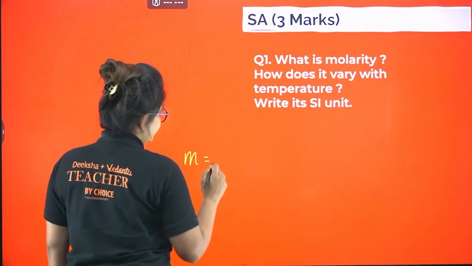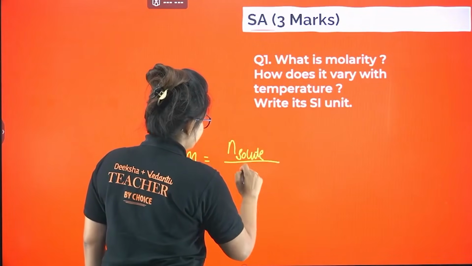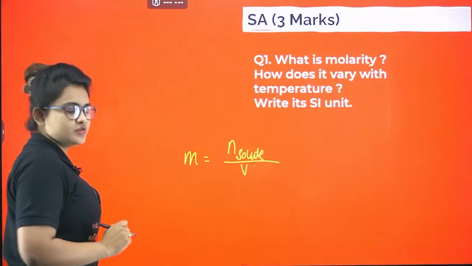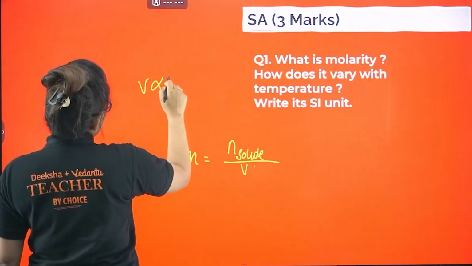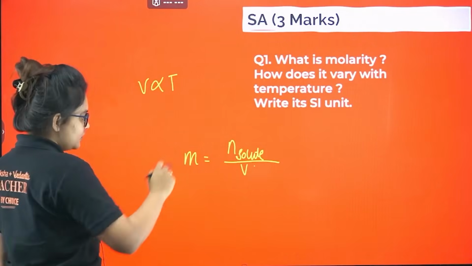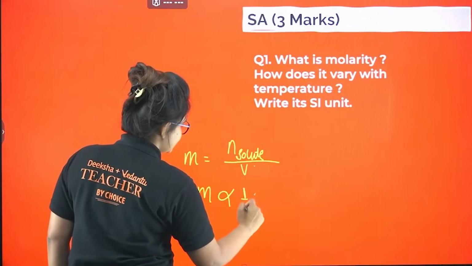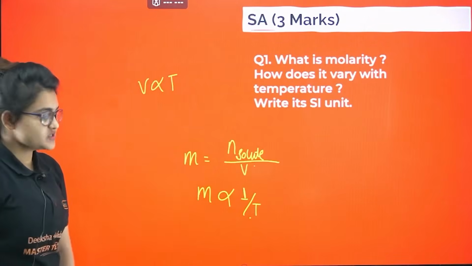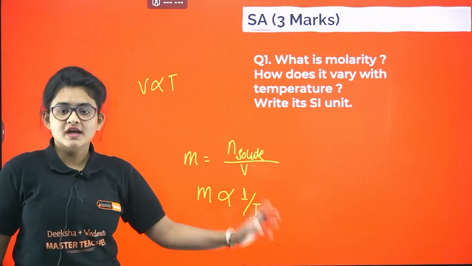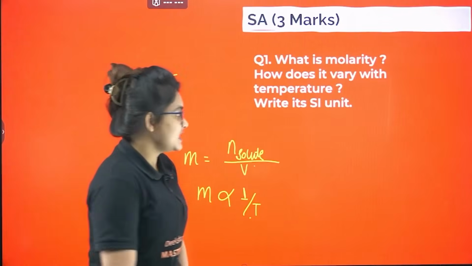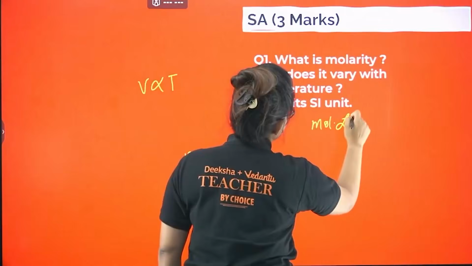Molarity, if you write, is the number of moles of solute divided by the volume of the solution. Now volume and temperature are directly proportional. So molarity and volume are inversely proportional, and therefore molarity and temperature are also inversely proportional. What is the SI unit? Mole per liter.